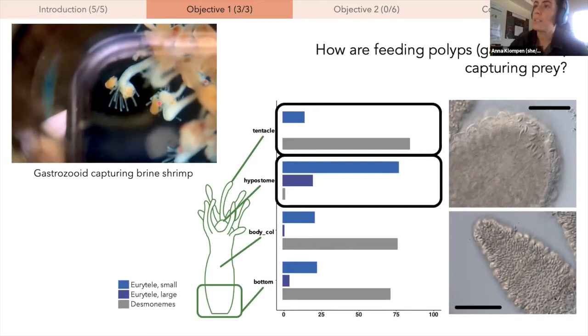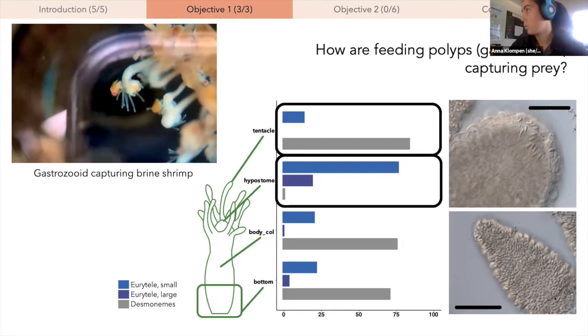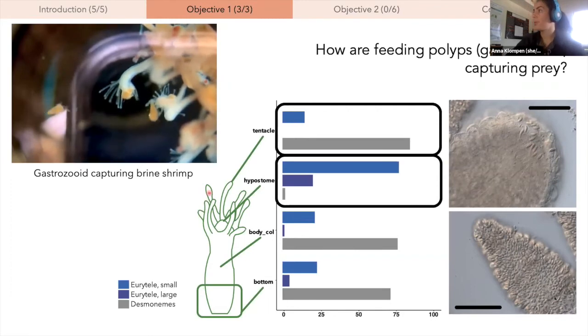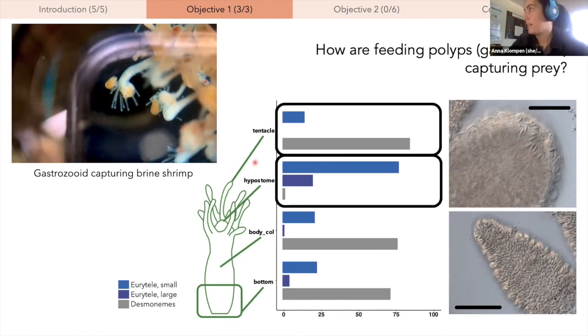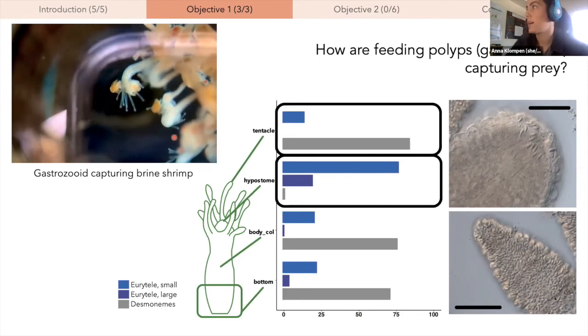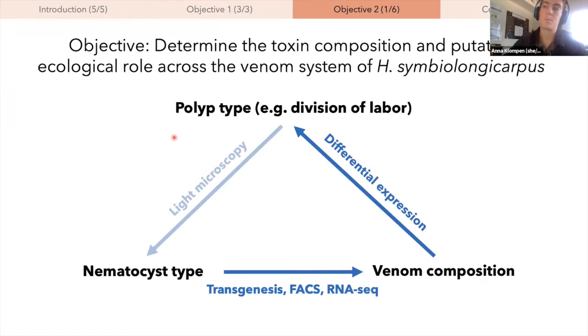But what you're also seeing here is that once these feeding polyps grab onto at least one of these brine shrimp, they pretty much just shove it right onto their mouth, almost as if they're using those stinging cells along the mouth to inject a bunch of toxins very directly into the animal, thus killing it, and then they're able to eat it. So this was the first thing, and this will also become relevant later when looking at the toxin expression.